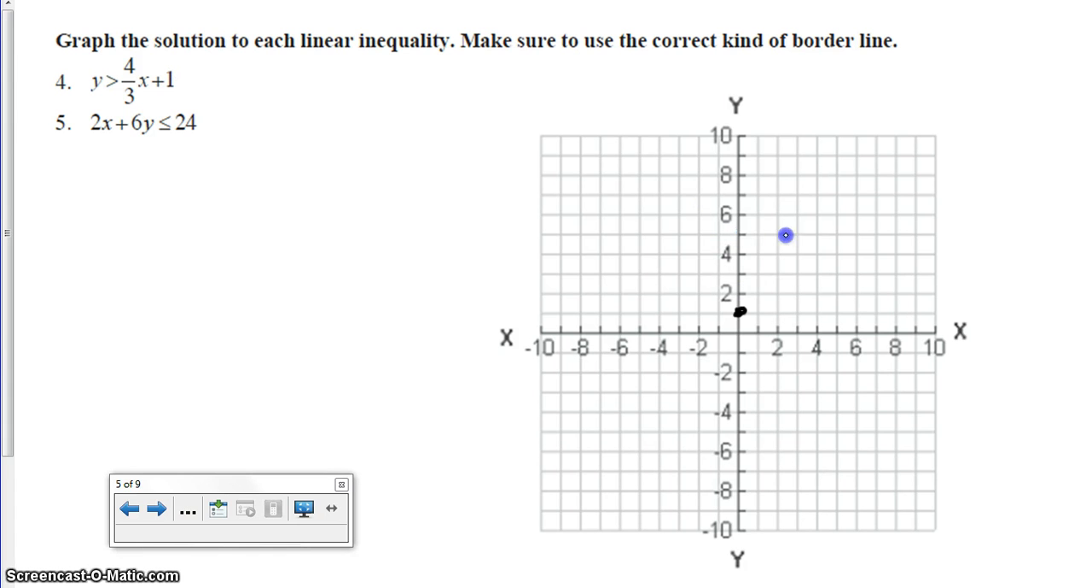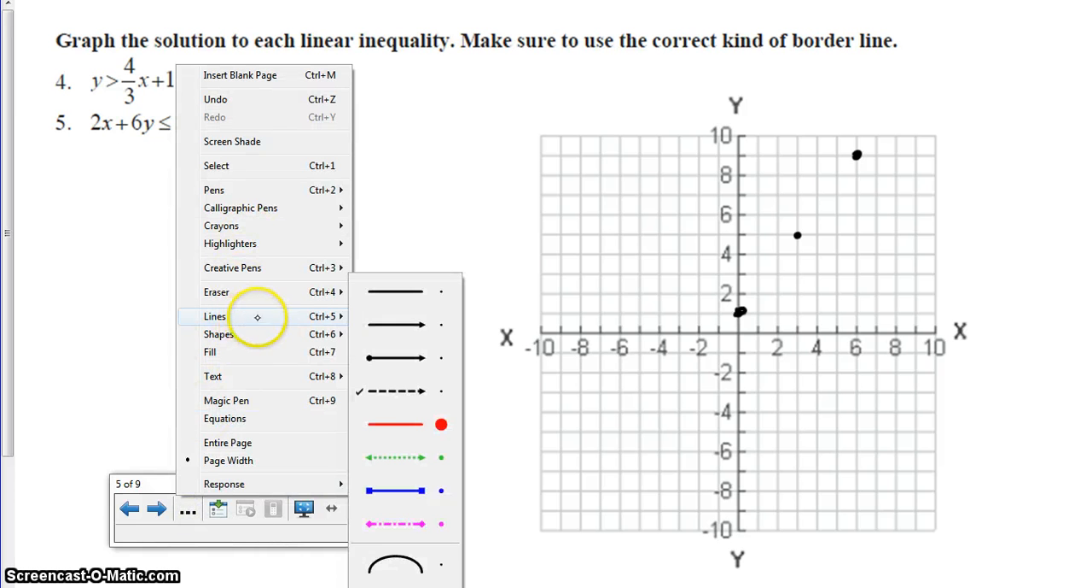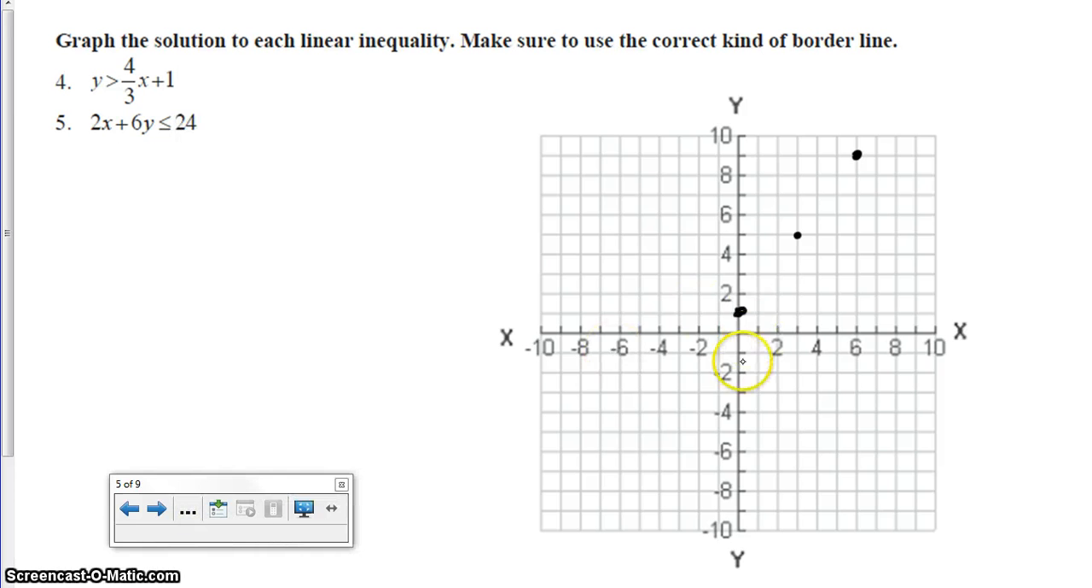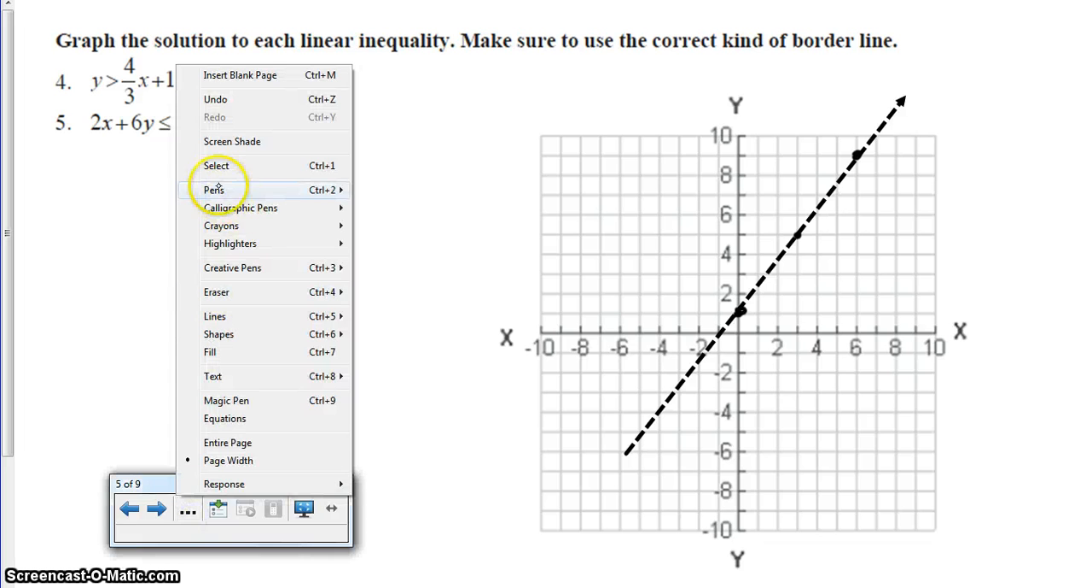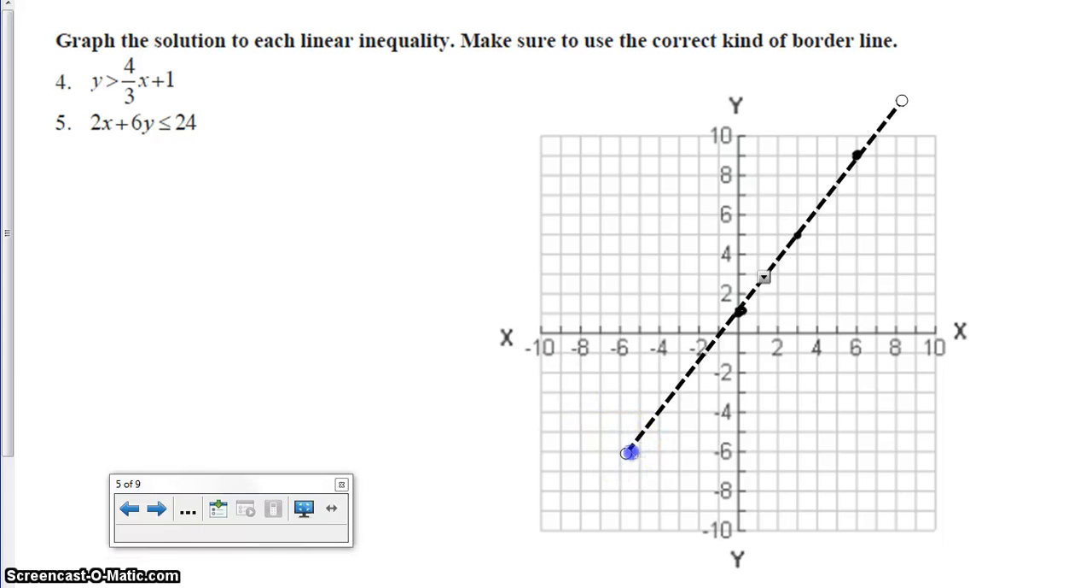Okay, positive 4 over 3, positive 1, 2, 3, 4, 1, 2, 3. Why does Mrs. Rose do 3 points? Well, the reason is this, because any 2 points make a line, but to be real honest with you, if you don't do 3 points, how do you know for a fact that you're right? Because any 2 points can make a line.